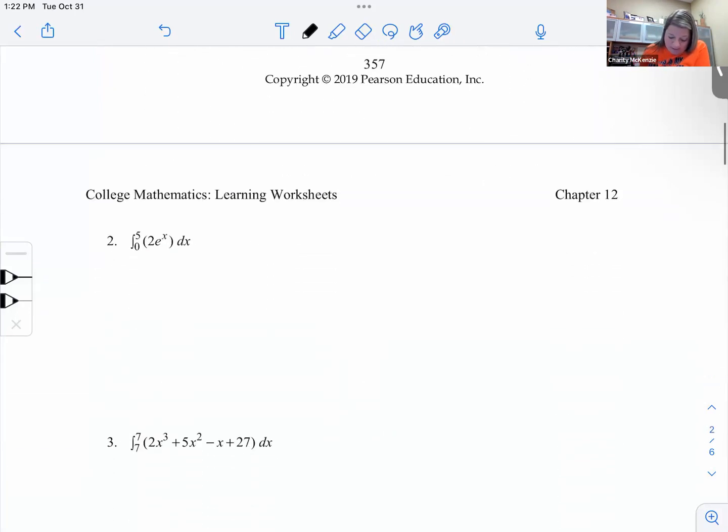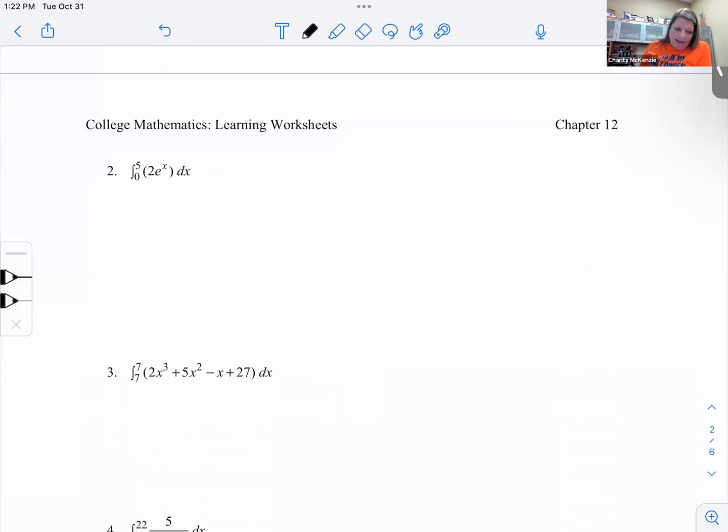Okay, so problem 2. What's the antiderivative of 2e to the x? So that one's a little bit easier, but let's do it. We know our antiderivative is just going to be 2e to the x. Oops, this should have an x. It's okay. And then let's put in the two values. We have a 5 and we have a 0. So we would have 2e to the 5th. Oh, that's definitely a decimal.